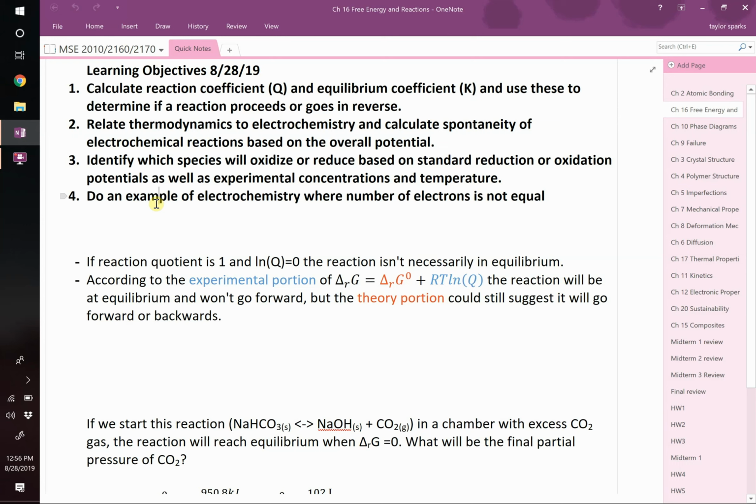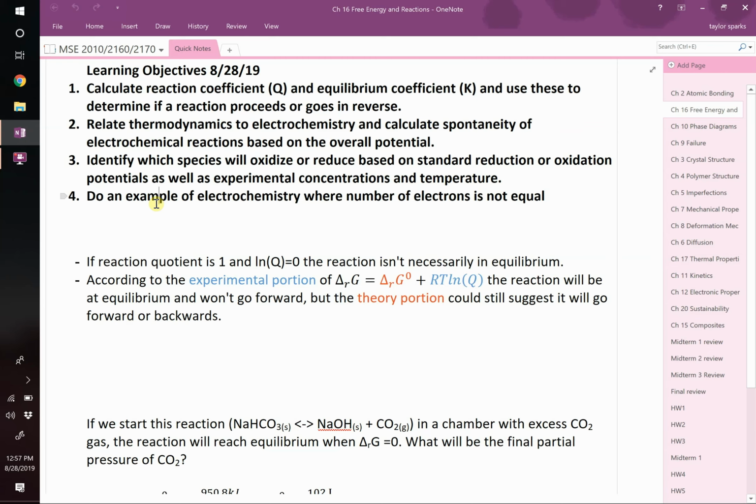Okay? So our learning objectives for today, we talked about free energy, and we kind of have a feel for it, right? It brings together enthalpy and entropy. We said that it has this theoretical part and this experimental part. So we're going to finish talking about that, and we're going to do some examples, because I think it'll really start to sink in as we do a couple examples.